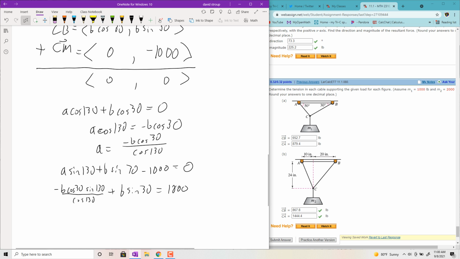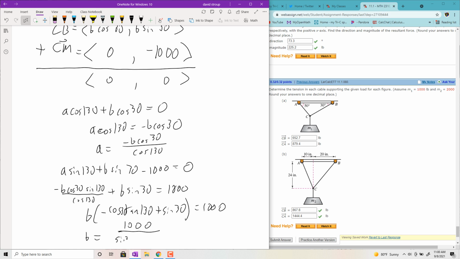So you would get B times negative cosine 30, and let's rewrite sine 130 over cosine 130 as tan of 130, plus sine of 30, equals 1000. And then you can solve for B. Let's just keep the negative in the bottom: 1000 all over sine 30 minus cosine 30 tan of 130.